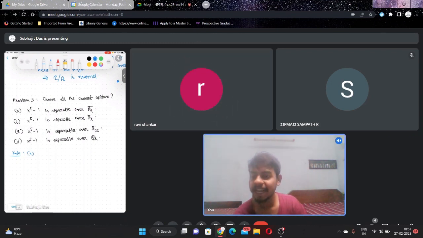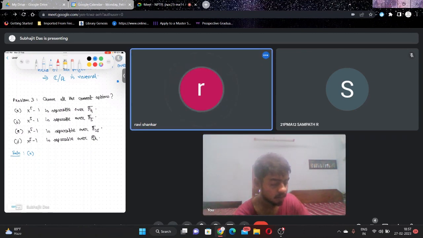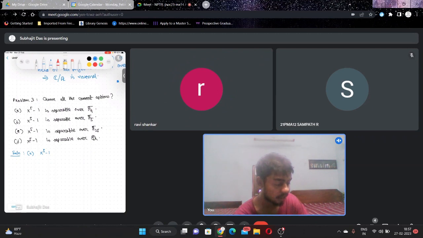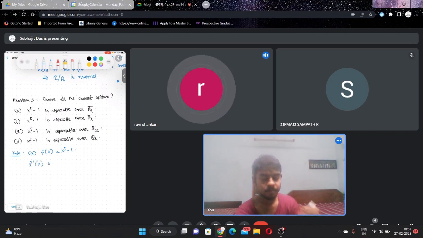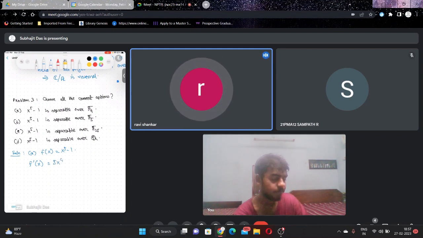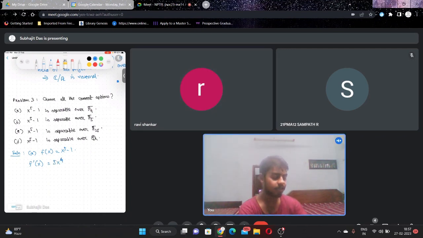But we do have that criterion, right? We can look for the GCD. So what is the formal derivative of, let's take f(x) equal to x to the power 5 minus 1. What is f prime x? Yes, 5x to the power 4 is the derivative. Now, we are doing this over F9, right? What is the GCD of x to the power 5 minus 1 and 5x to the power 4 over F9?